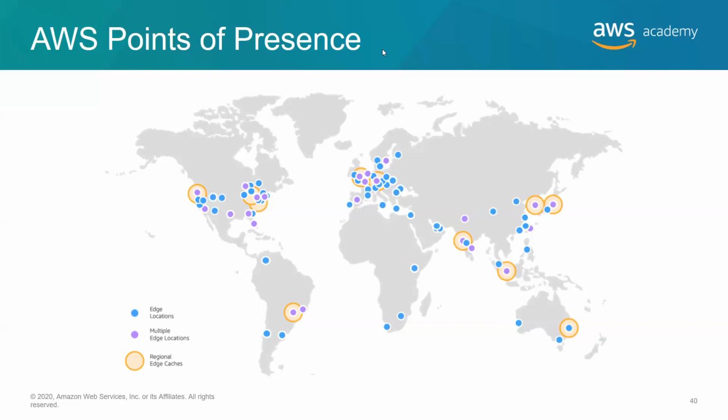Yes, we can use it for disaster recovery also. Availability zones are used for disaster recovery.